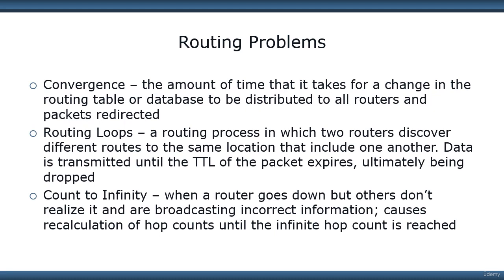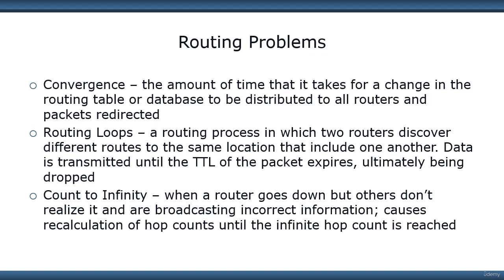Now, we've already defined convergence. I don't know that it's necessarily a routing problem. The other two are, but long convergence would be a problem. Convergence is simply the amount of time that it takes for a change in the routing table or the database to be distributed to all routers and then packets redirected. Without accurate and efficient convergence, you could have routing loops.